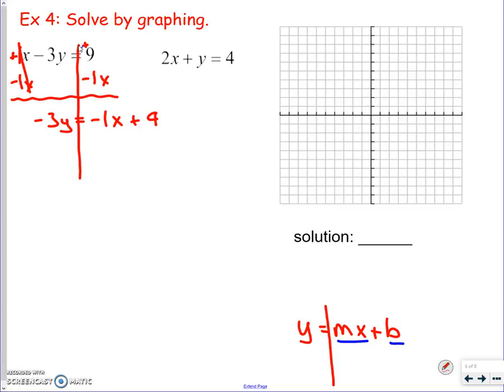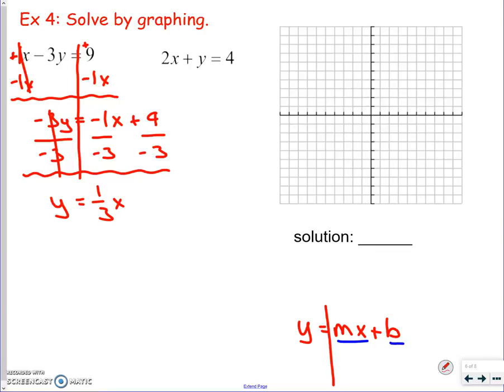Last thing I need to do is get y by itself. Divide by negative 3, divide by negative 3, divide by negative 3. These will fully cancel out, giving me y equals a positive 1/3. Negative divided by negative turns positive. And then 9 divided by negative 3 is negative 3. So my m for this one is going to be 1/3, which is my rise over run. And my b is negative 3, which is my start on the y-axis.